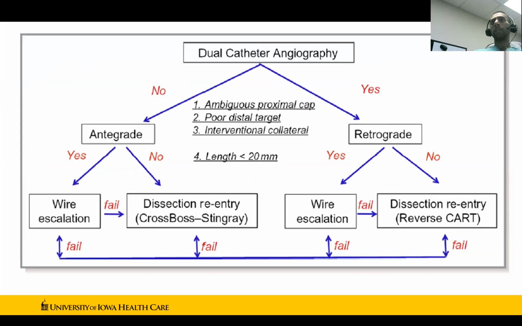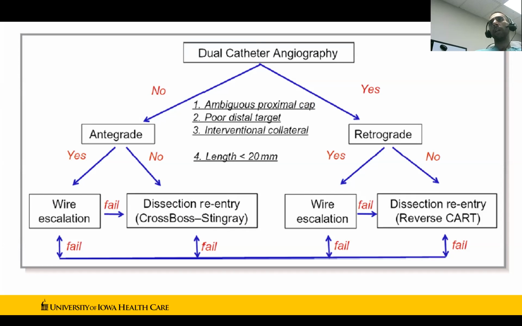So this is a very good flow chart that most of the CTO operators use, and I take this from Dr. Brilakis's review article. So the first most important thing when we do CTO PCIs is to get angiography using dual catheters, which means that if you have an LAD, you get a left main or a left shot, but you also have a right shot to evaluate for collaterals from the right coronary artery to the left.